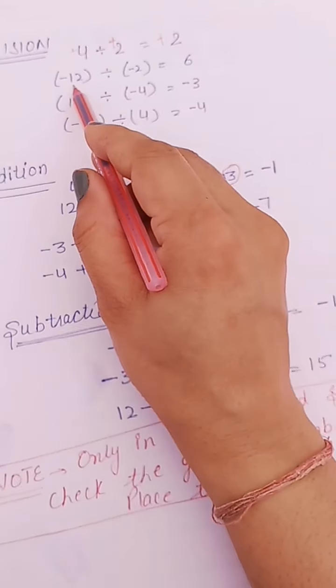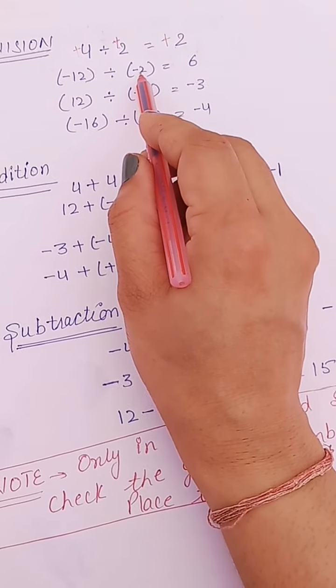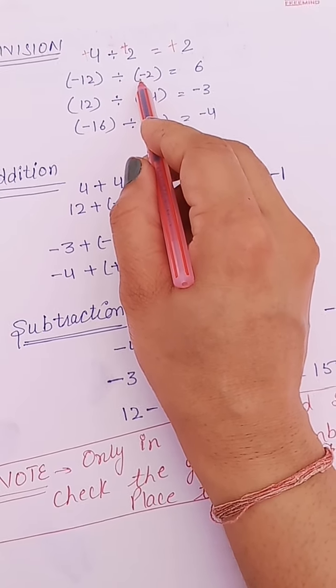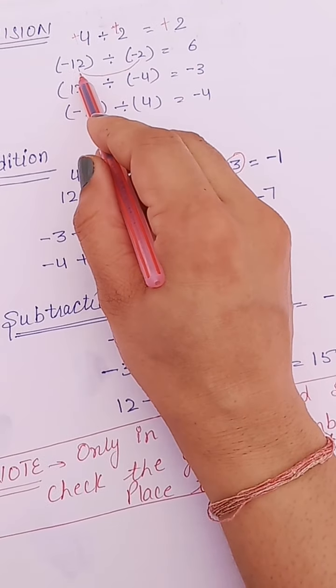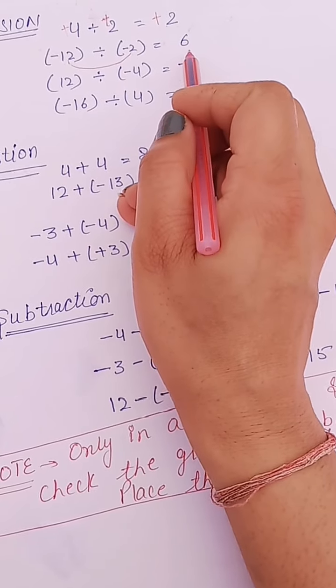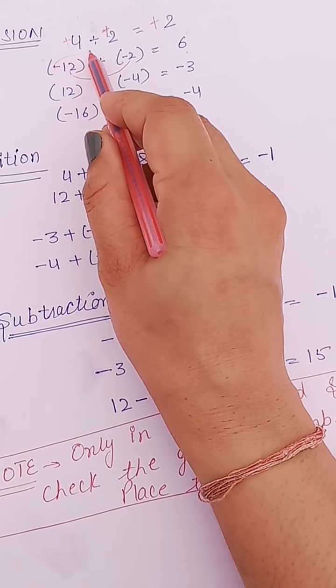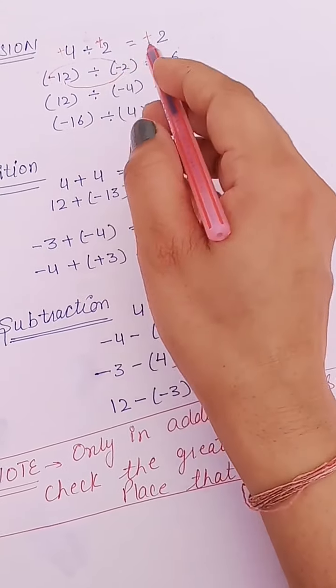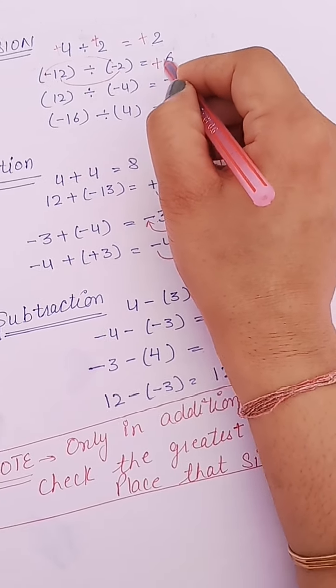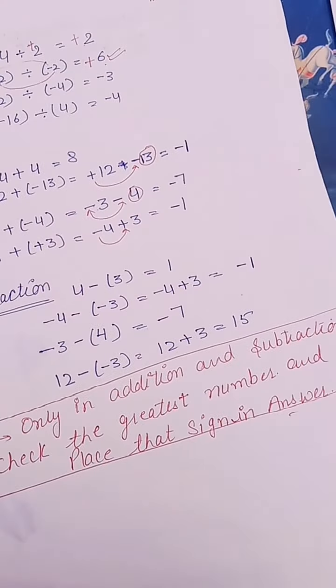Second rule: the first number is in negative form, and the second is also in negative form. Then firstly you have to calculate these two integers. 12 divided by 2 will be 6, and now you calculate these two signs, that is to say, minus minus, what will come? Plus. Then +6 is your answer.